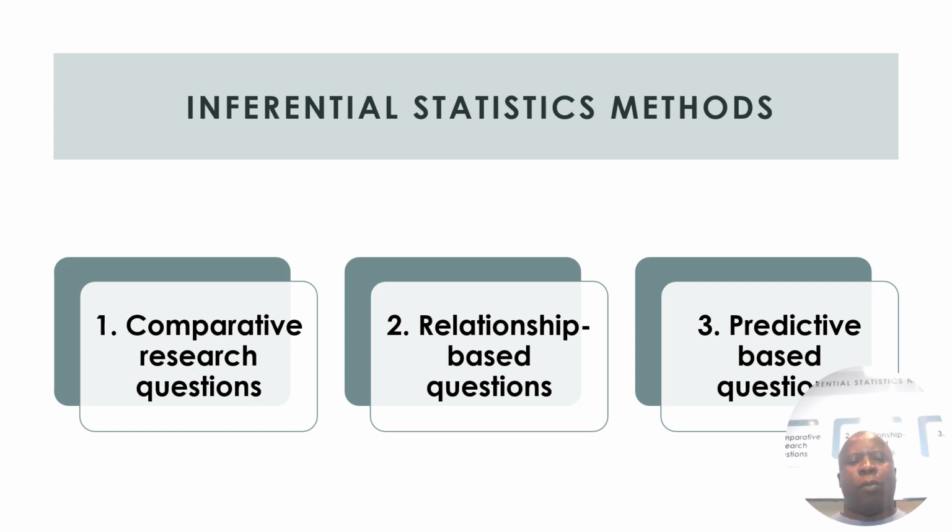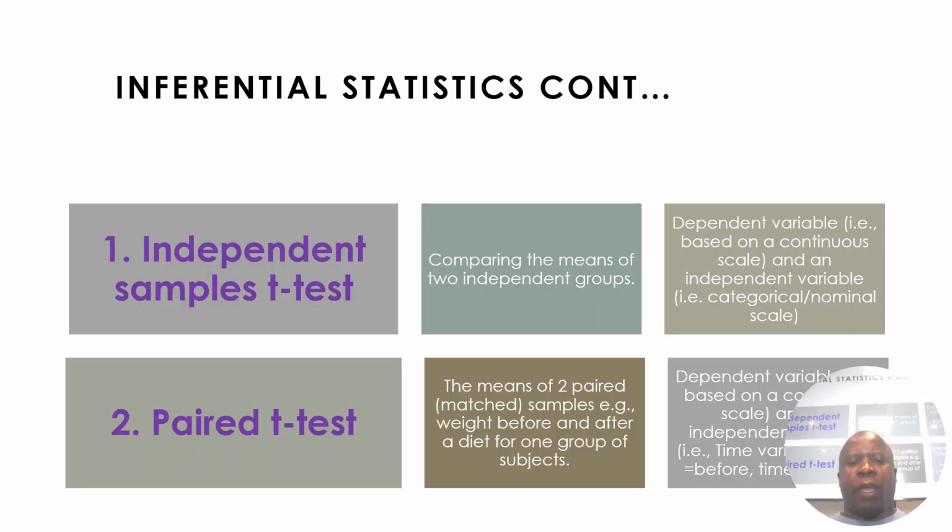The first one being comparative, whereby you are comparing two variables. And the second one is the relationship, where you are trying to establish the relationship between variables. It can be more than two variables. And the last one being the predictive based question, whereby you are trying to predict a behavior.